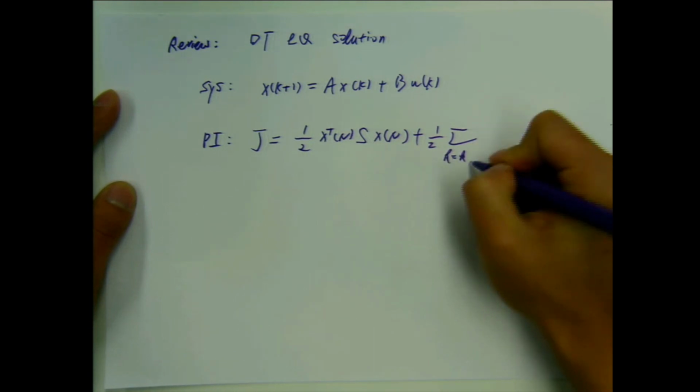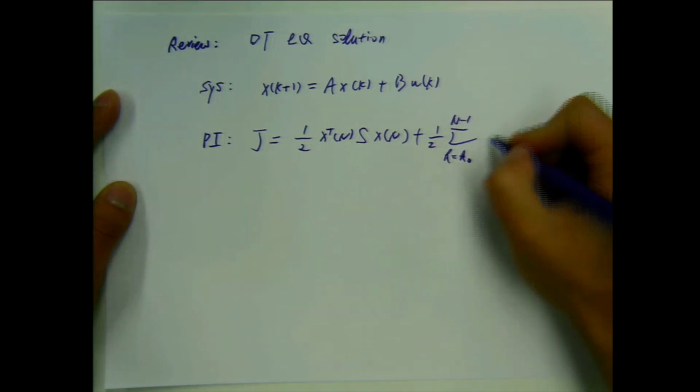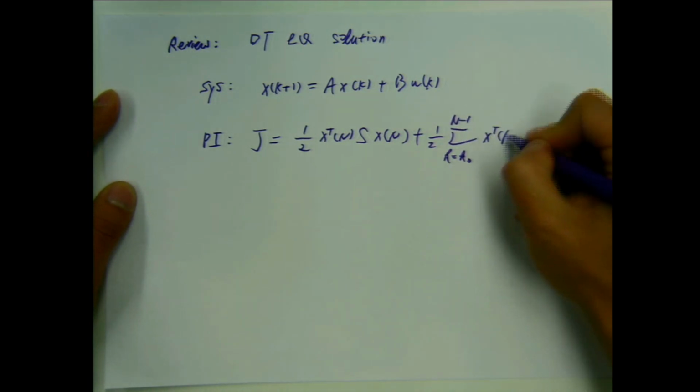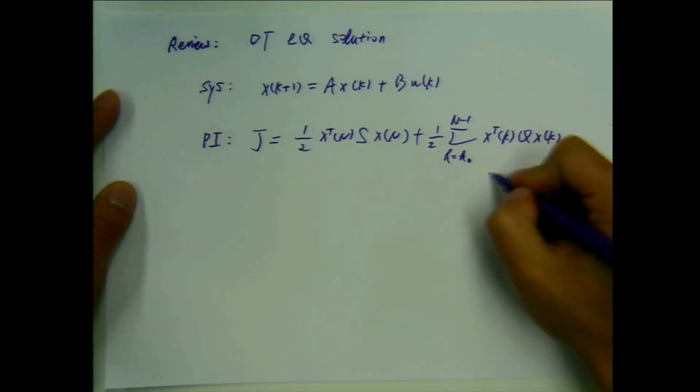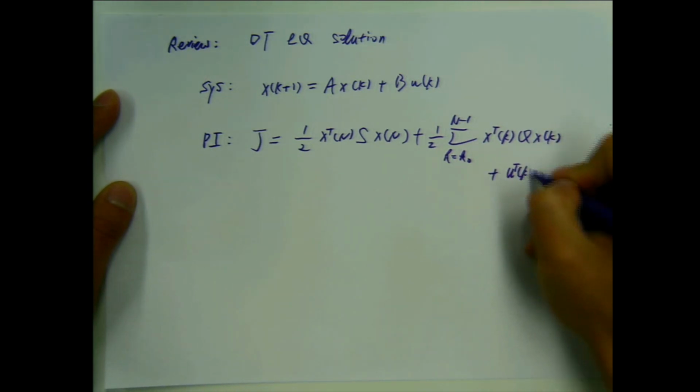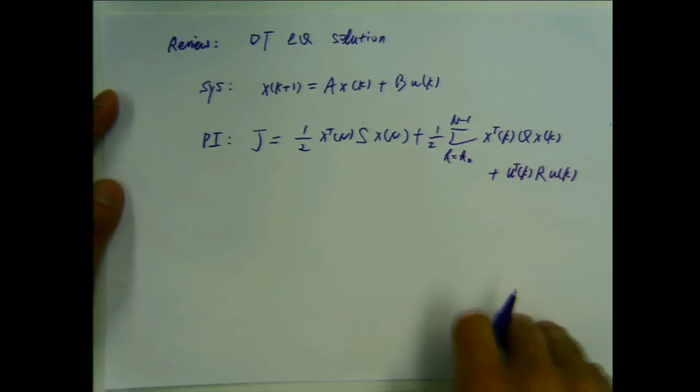cost along the path. Let's say we start at k0. So I'm going to have x transpose k Q x_k plus u transpose k R u_k. This is the performance index.